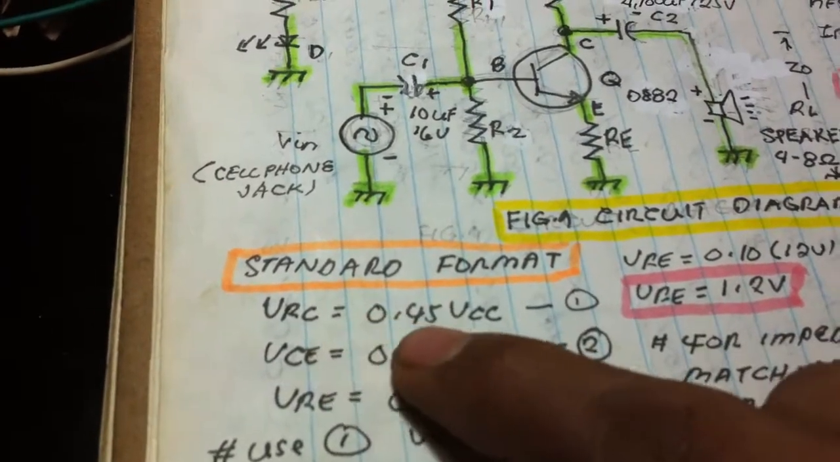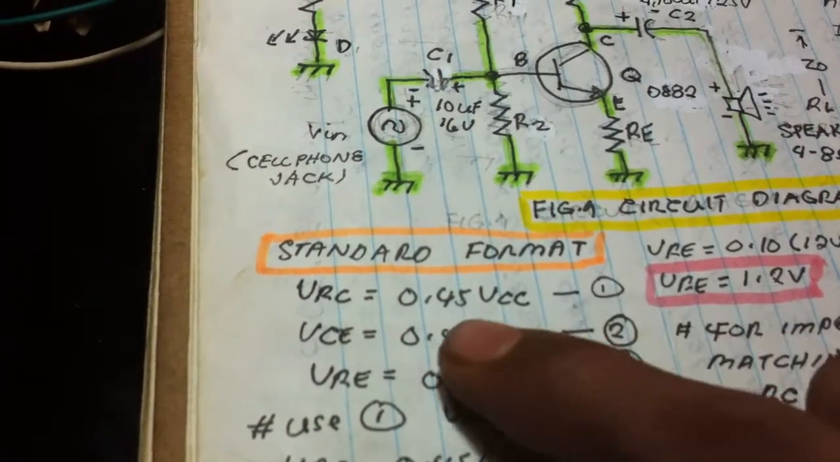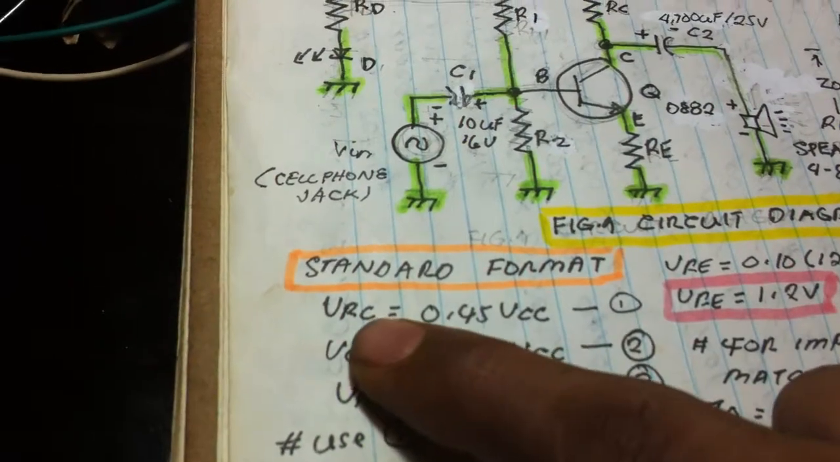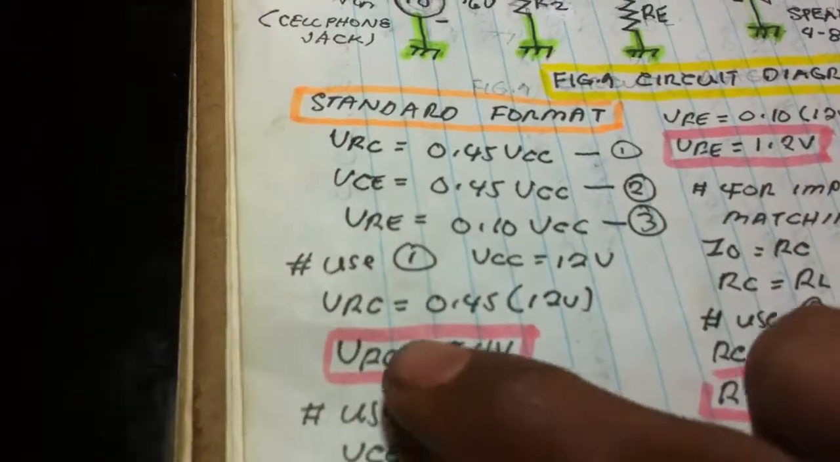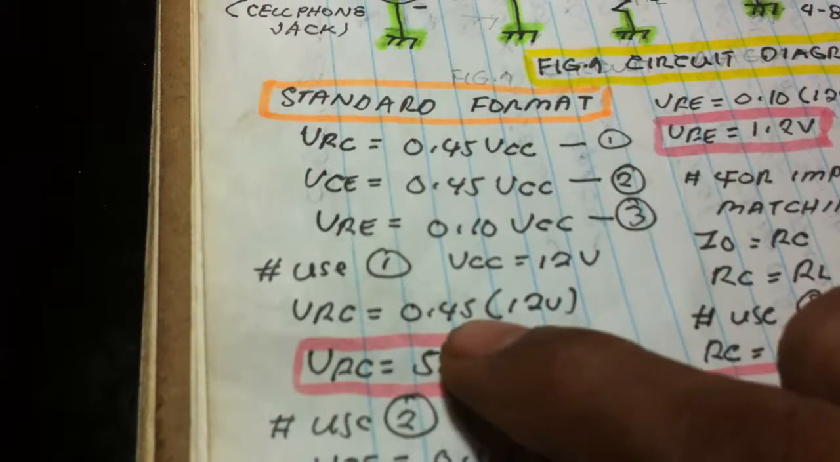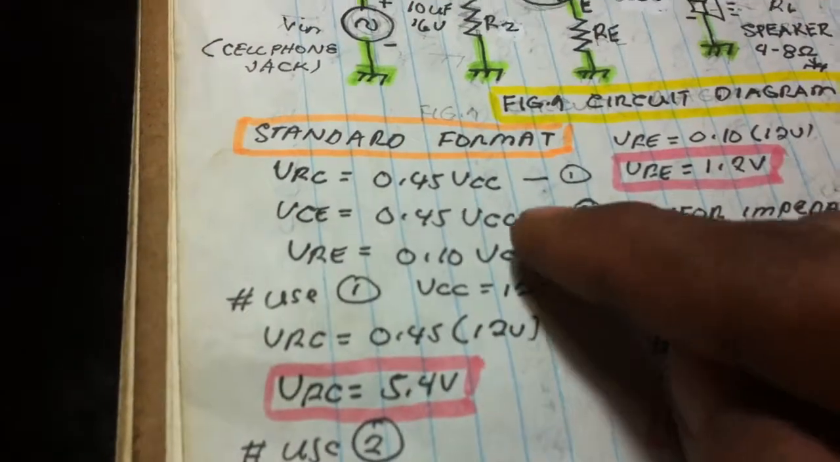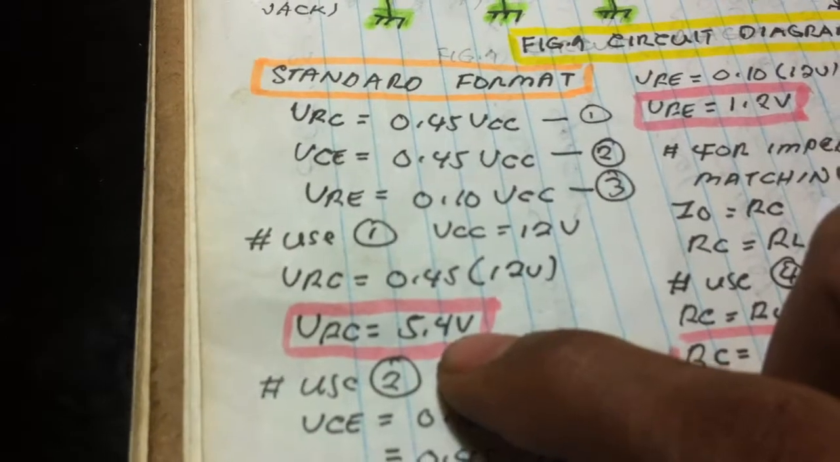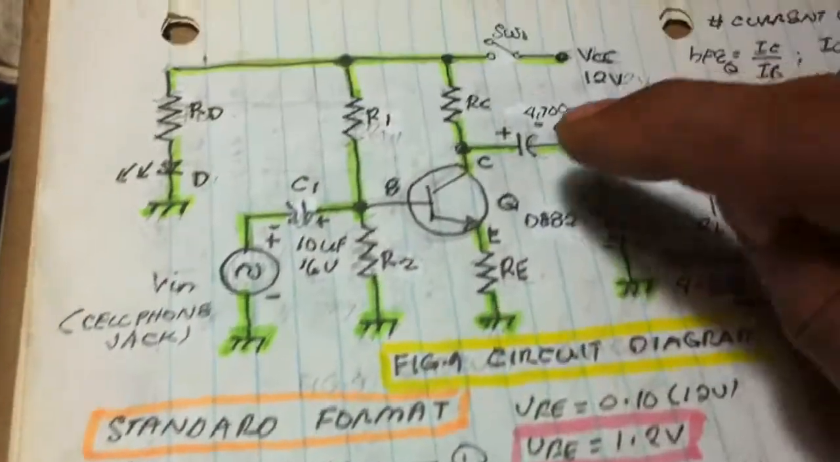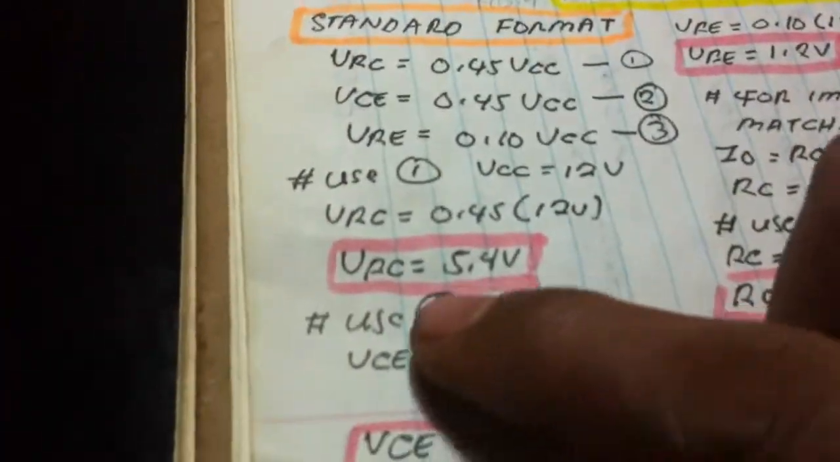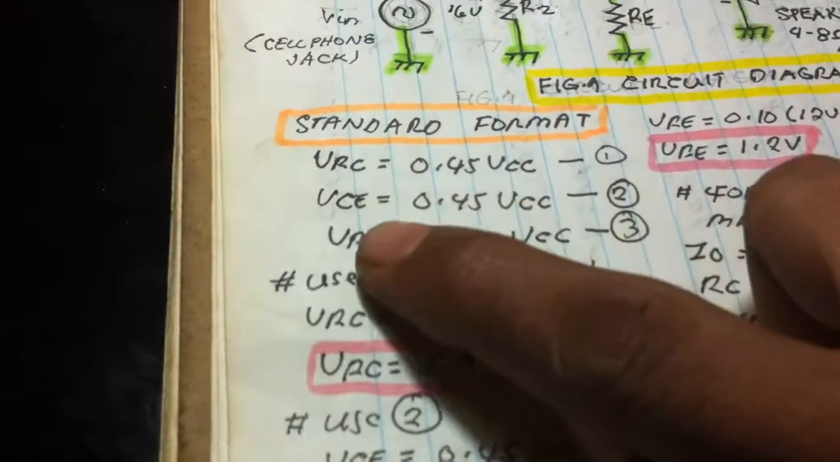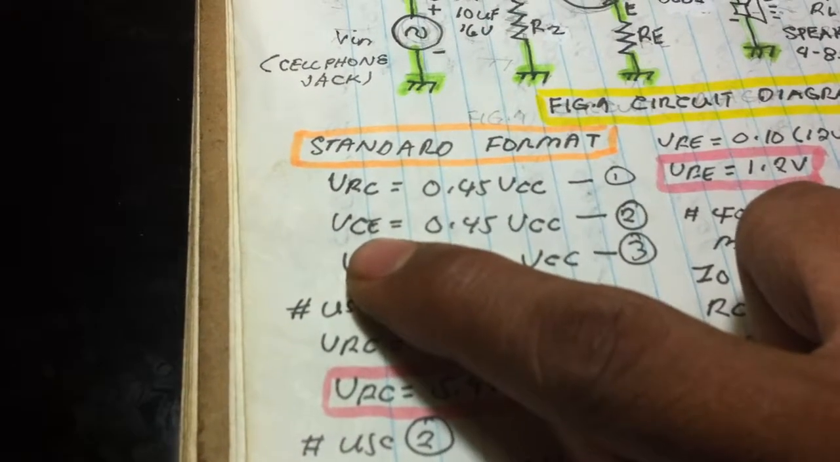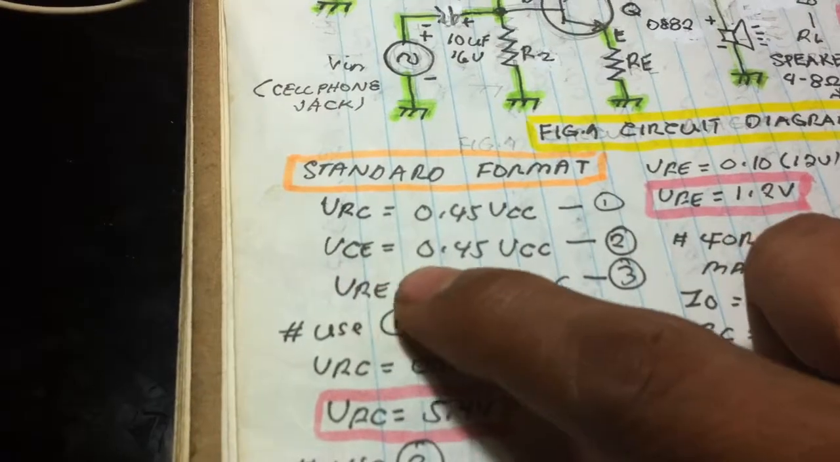So using this equation 1, we're now going to compute the value of the voltage drop across RC. 0.45 times 12 volts, substitution using equation 1, we get 5.4 volts. Voltage drop across RC. Now we can use equation 2 for the voltage across collector emitter.